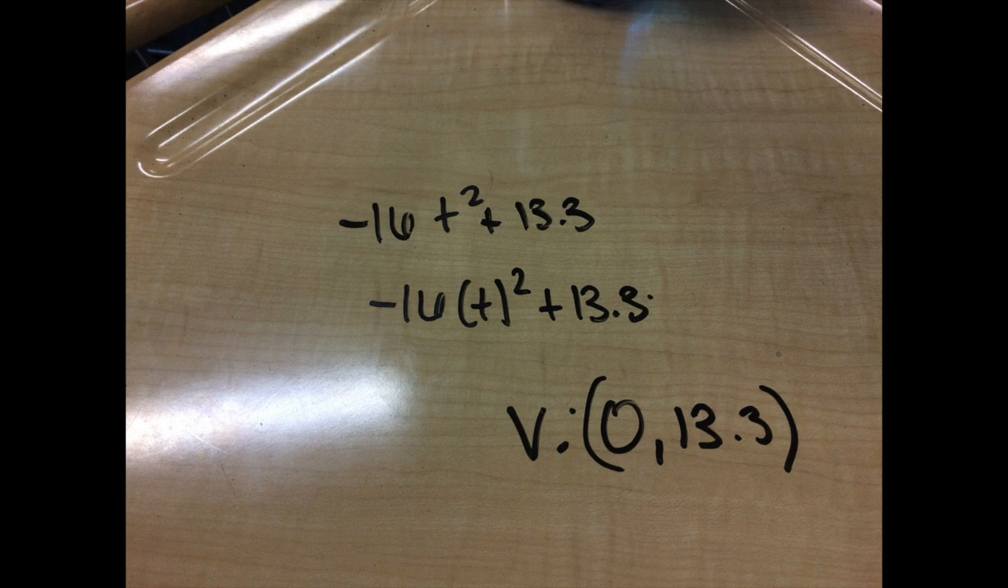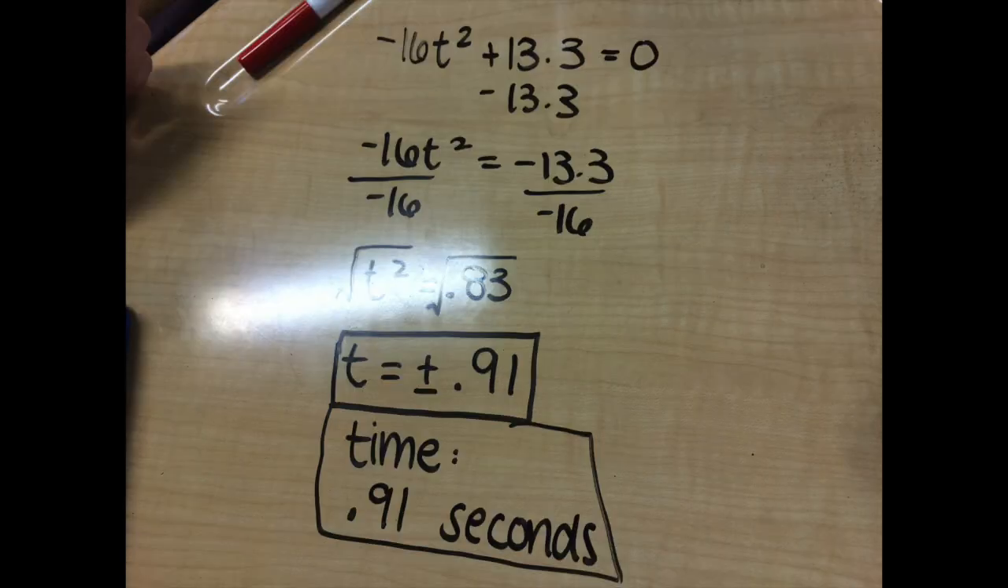We found the vertex by completing the square. We found t to tell how long the pumpkin was in the air.